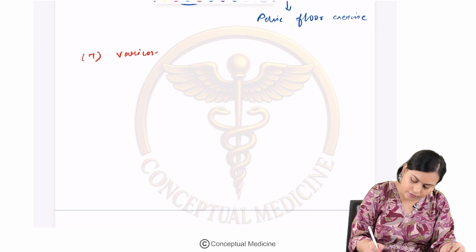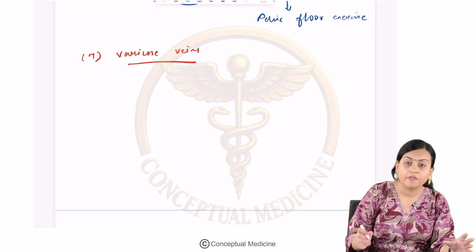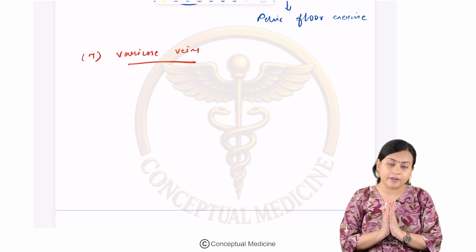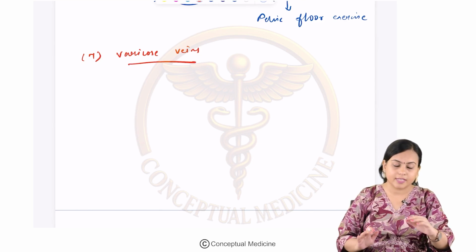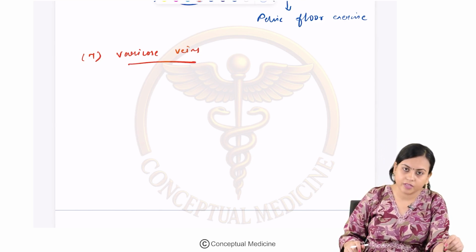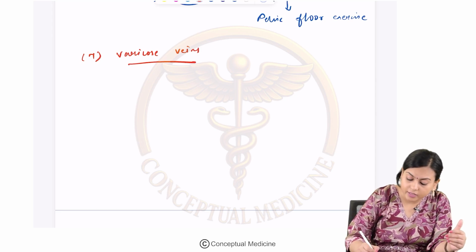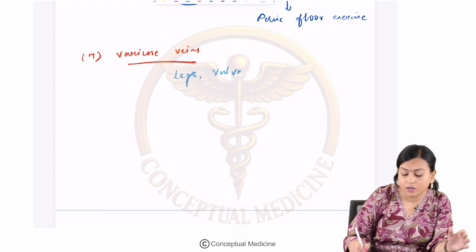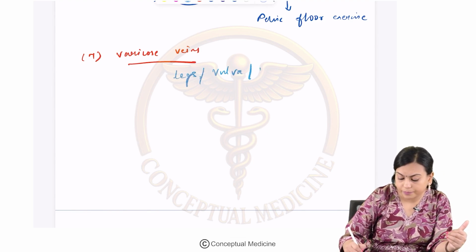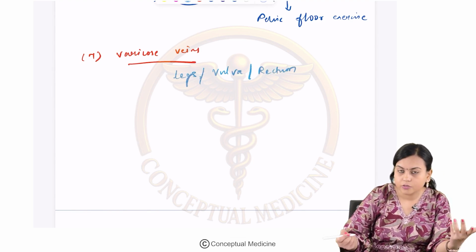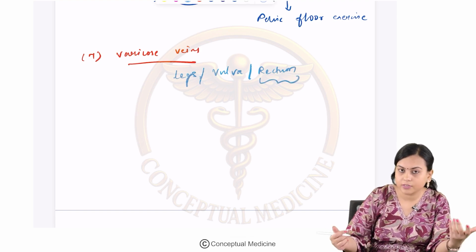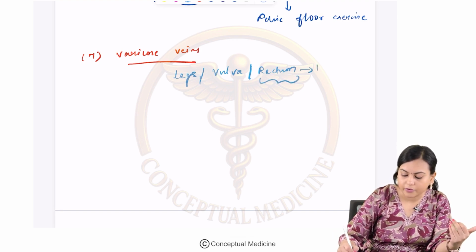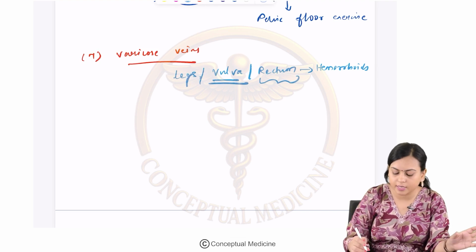And the next one is about varicose veins. Yes, varicose veins do appear in pregnancy. And tell me, what are the sites where varicose veins can occur? It can occur in the legs, vulva, or even rectum. Okay, so if it appears in the rectum, the varicosity is called hemorrhoids. So it can even appear in the vulva. Normally we know varicose veins we see in legs.